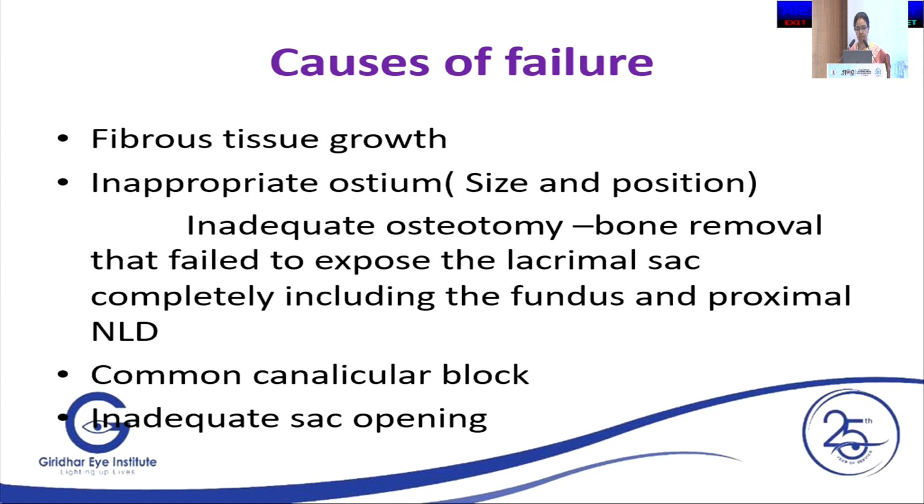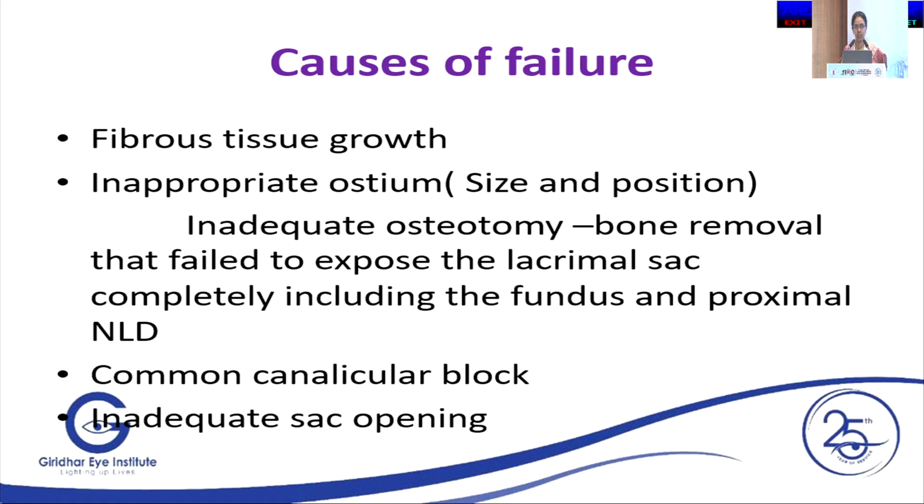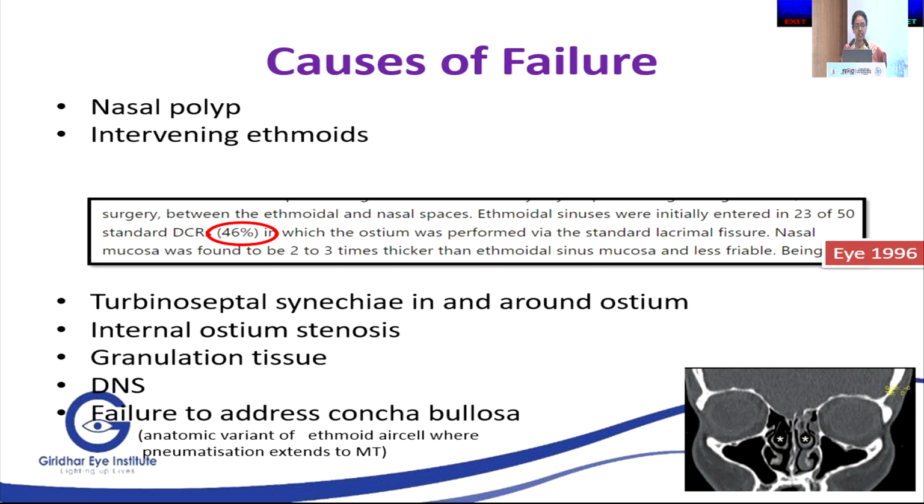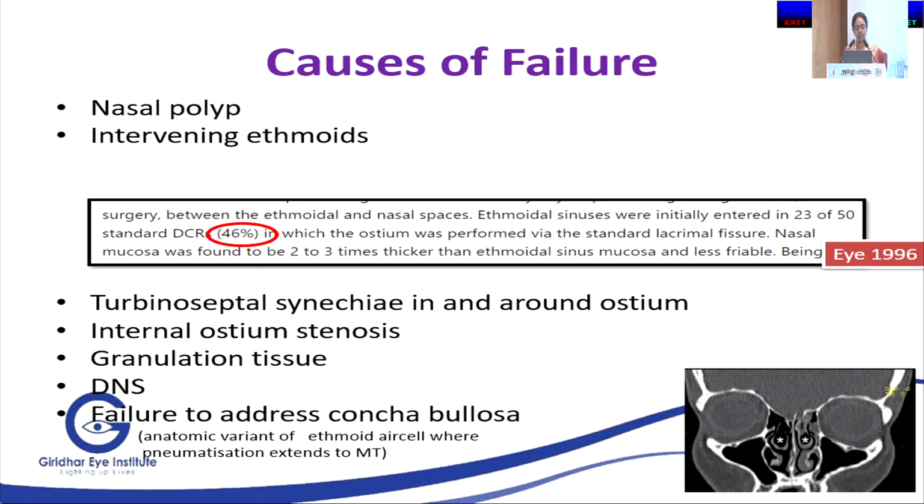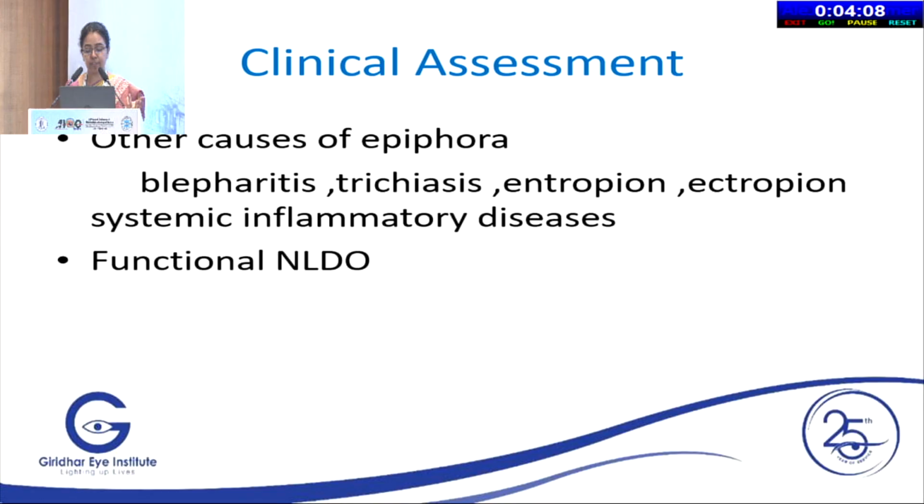Third one is the associated common canalicular block. Then inadequate sac opening. That means you have not marsupialized the sac properly, or the sac opening is incomplete. Some of the nasal causes: missing a nasal polyp, and polyp obstructing the ostium. Then second is intervening ethmoids. In my lacrimal practice, I come across this very often. Even the literature says that in around 46% of cases, there is a history of systemic inflammatory disease. Then rule out functional NLDO. That means the ostium patency is there, but the patient is having watering due to the pump failure that happens in occult facial nerve palsy or other causes.